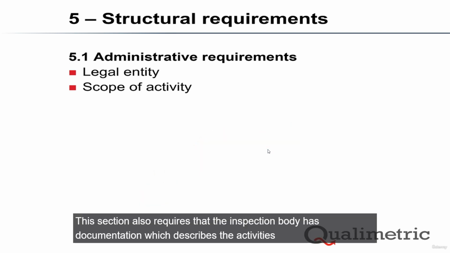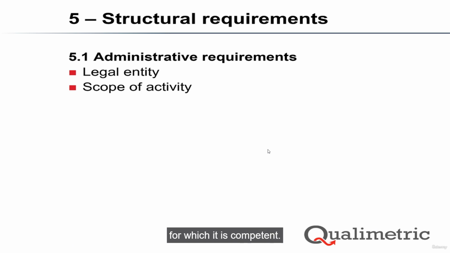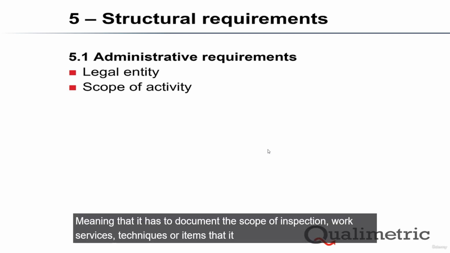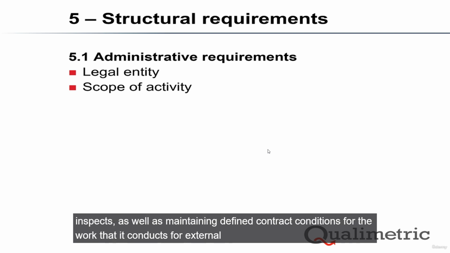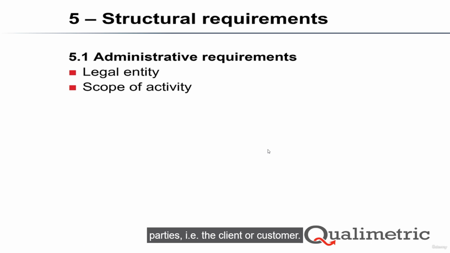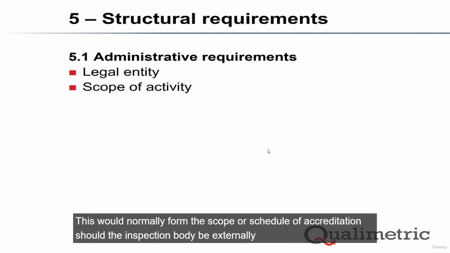This section also requires that the inspection body has documentation which describes the activities for which it is competent, meaning that it has to document the scope of inspection work, services, techniques or items that it inspects, as well as maintaining defined contract conditions for the work that it conducts for external parties, i.e. the client or customer. This would normally form the scope or schedule of accreditation should the inspection body be externally accredited.